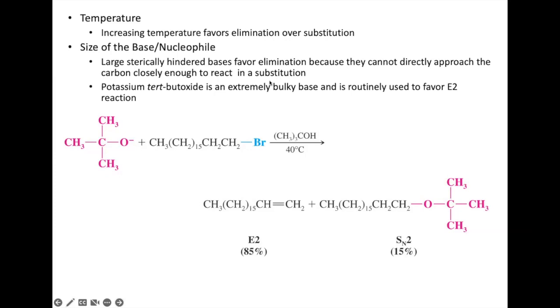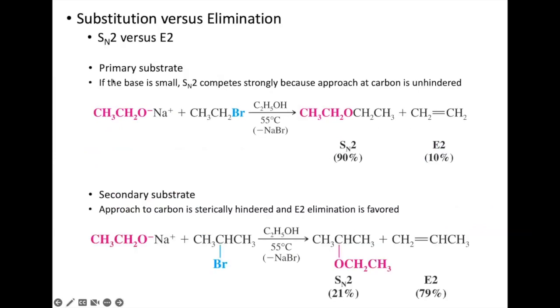No? So here is an example wherein you have a primary alkyl halide. Balikan ko lang to. Di ba ito rin primary alkyl halide din to. But take note that the base is small. Okay? So it will favor substitution.